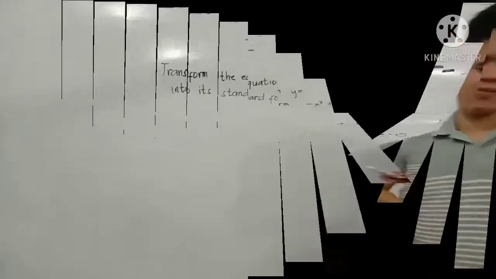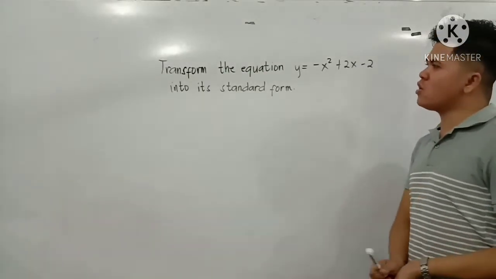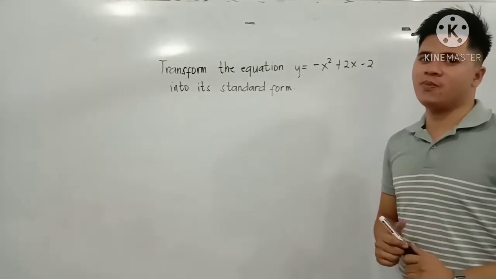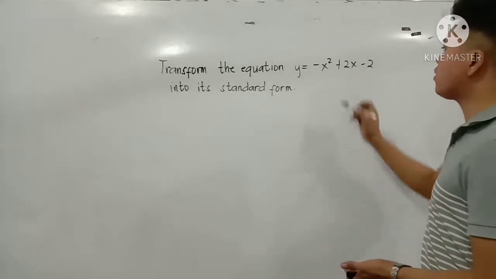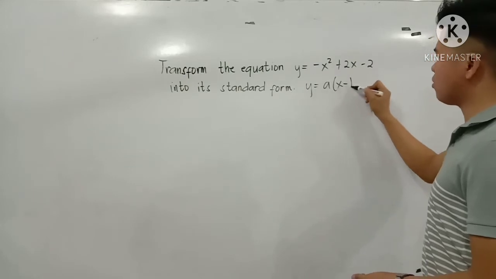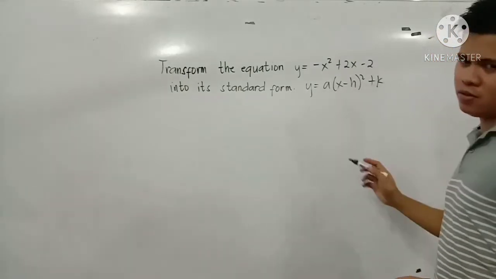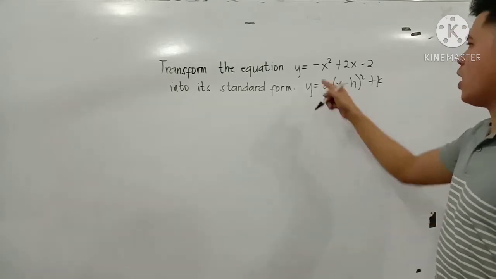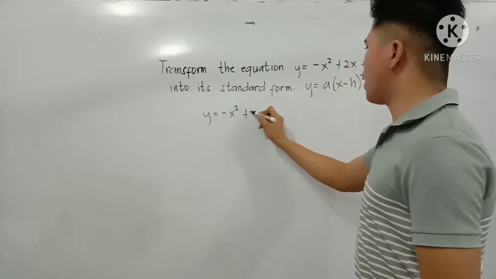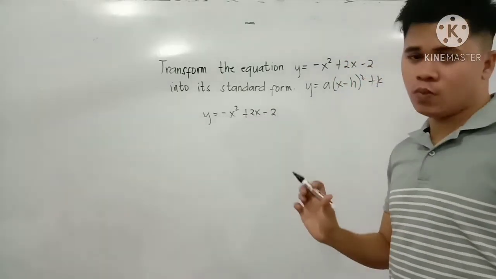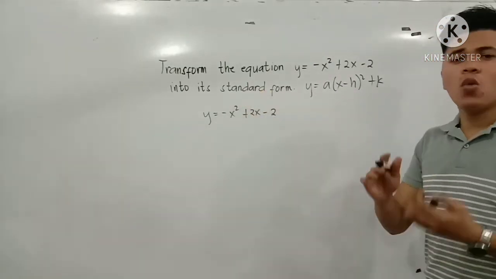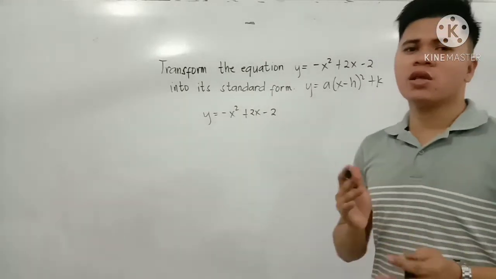Another example. Let's say, transform the equation y is equal to negative x squared plus 2x minus 2 into its standard form. So again, we have to rewrite this given general form into the form of y is equal to a times the quantity of x minus h squared plus k. So first, we have to copy the given equation y is equal to negative x squared plus 2x minus 2. Then, in order to transform this into its standard form, we have to use the completing the square method.